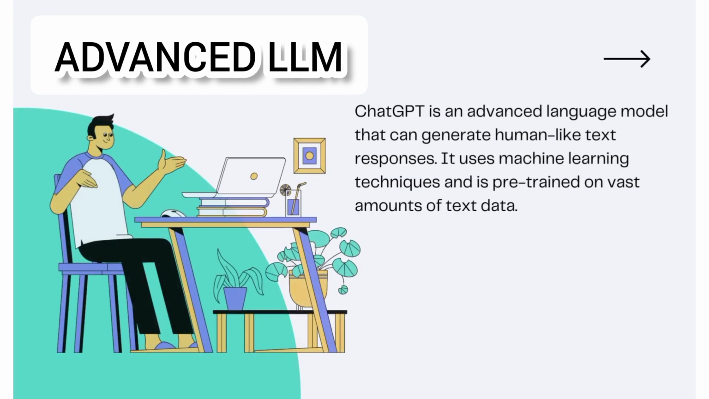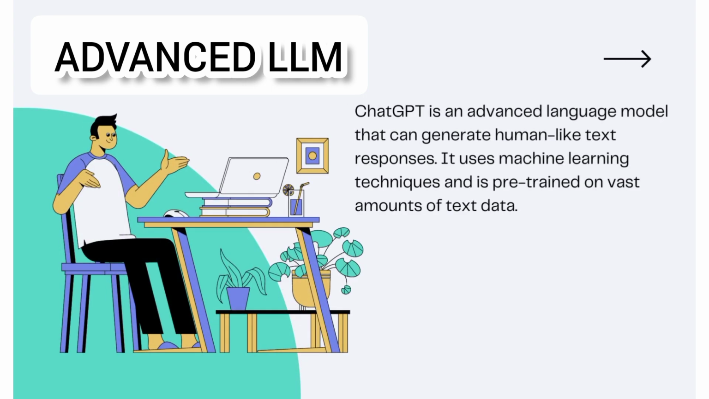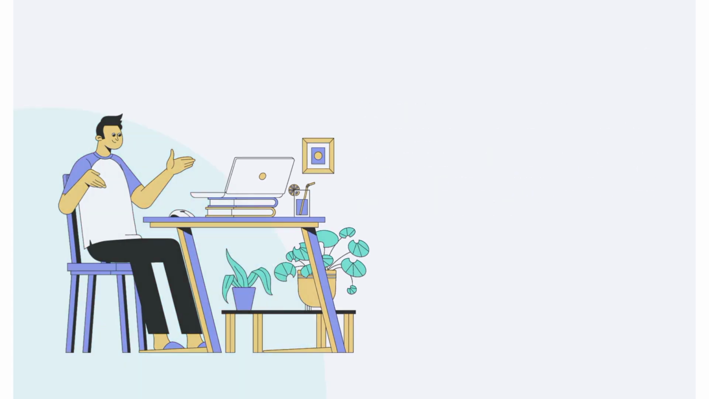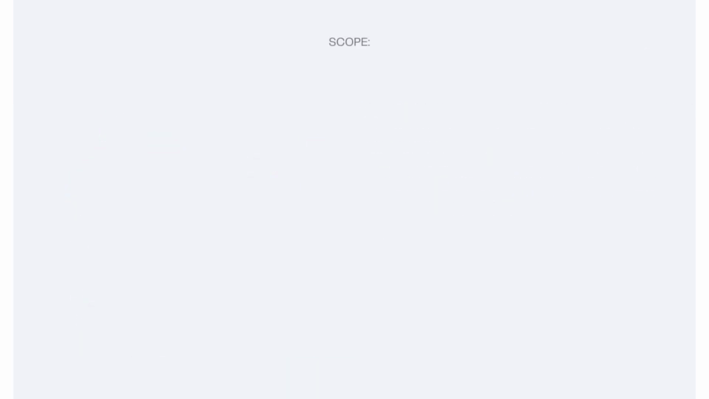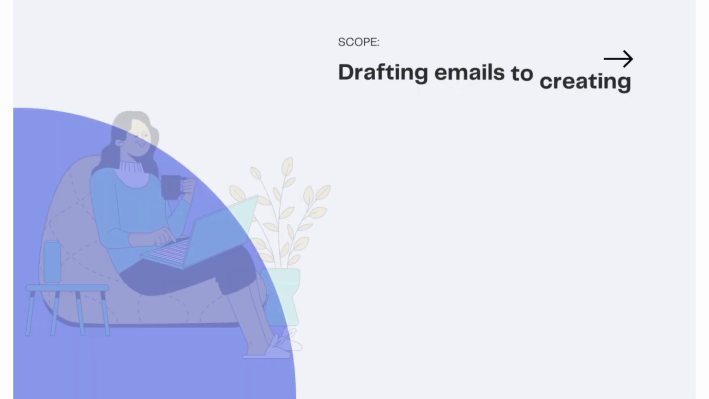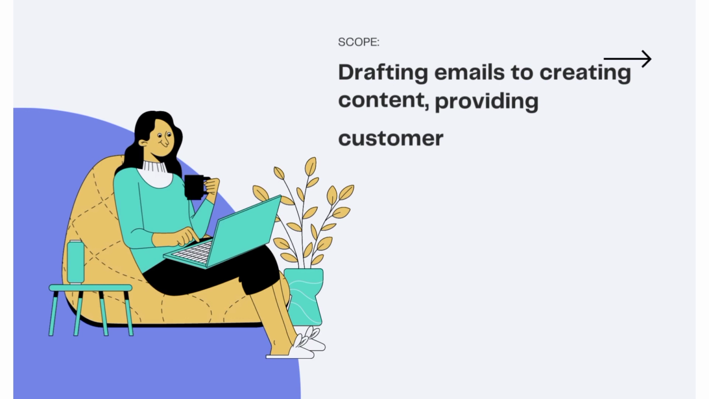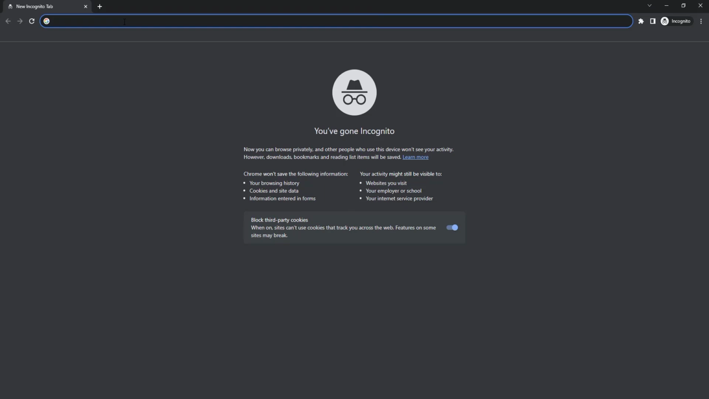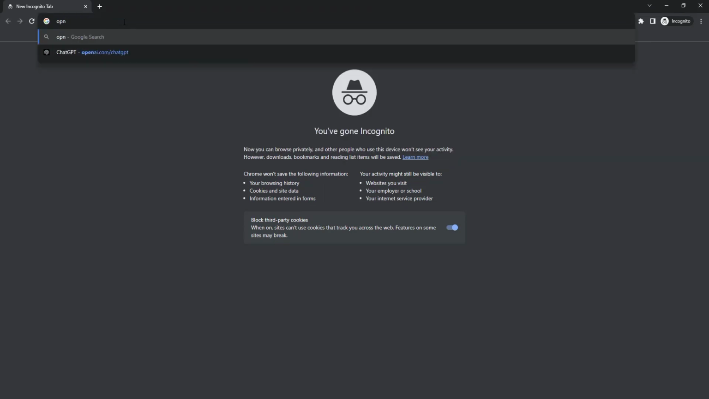ChatGPT is an advanced language model that can generate human-like text responses. It uses machine learning techniques and is pre-trained on vast amounts of text data. You can use ChatGPT for a variety of tasks, from drafting emails to creating content, providing customer support, and even for fun conversations. To get started, you'll need to access the ChatGPT platform.